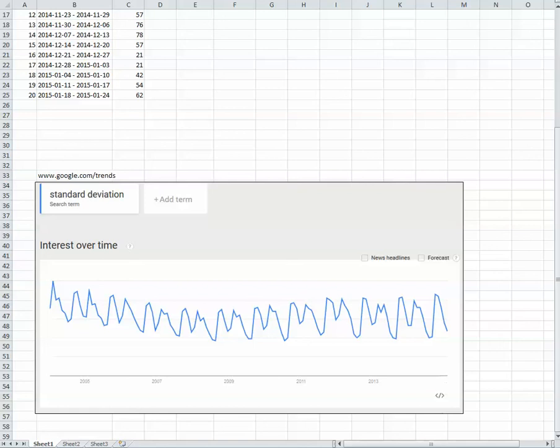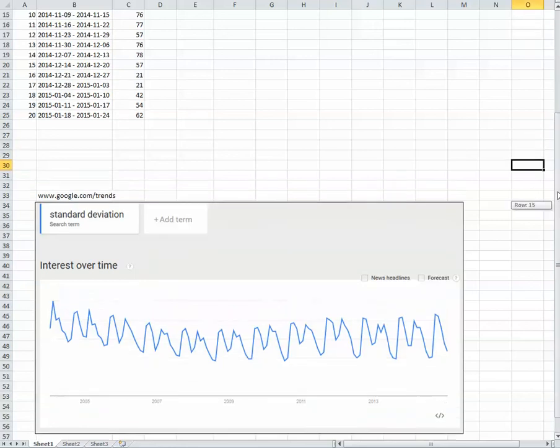Hi, in this little example, I'm going to illustrate the calculation of standard deviation. We need some data if we're going to calculate a standard deviation. So the data we're going to use is how much interest over time there's been in the search term standard deviation. I just downloaded this picture from Google Trends. You can see that interest in standard deviation seems to be fluctuating quite a bit.